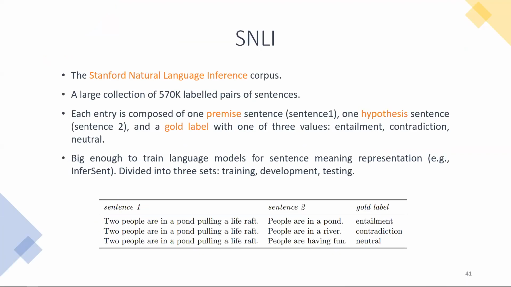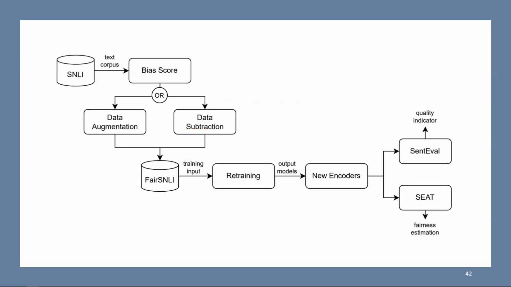So this slide is on SNLI, the Stanford Natural Language Inference corpus, or dataset. If you want, you can also search it online. It's from Stanford, this corpus as well. And this is, let's say, the pipeline. So we have our corpus. We want to estimate the bias score for every sentence in the corpus. And then we perform either some data augmentation or data subtraction on the corpus to obtain a fairer version of the corpus. We then perform retraining on this improved version of SNLI. This gives us a new encoder, and then we test the encoder with SentEval and SEAT.